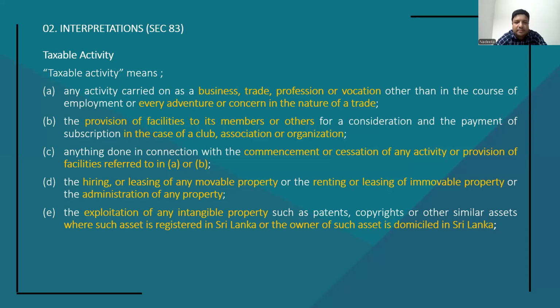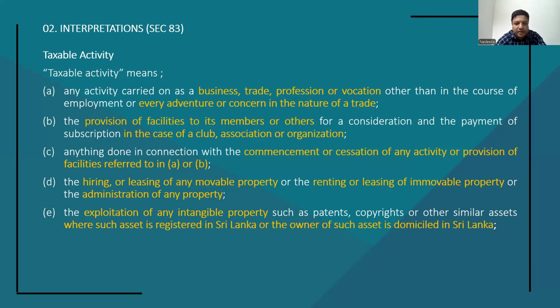Item C, anything done in connection with the commencement or cessation of any activity or provision of facilities referred to in A or B. If you do anything related to, let's say, opening up of a business or closing down of a business, that is also treated as a taxable activity.